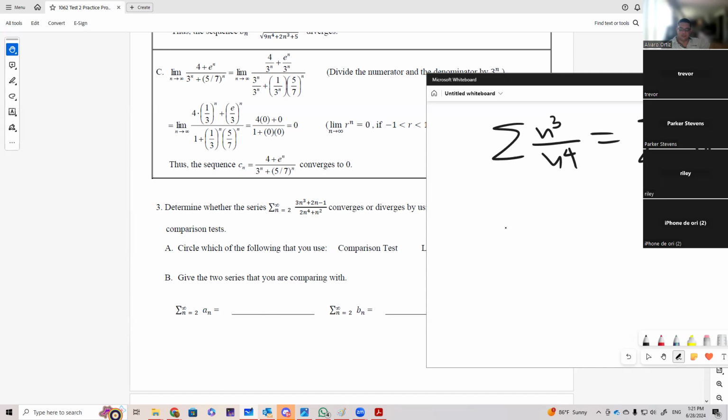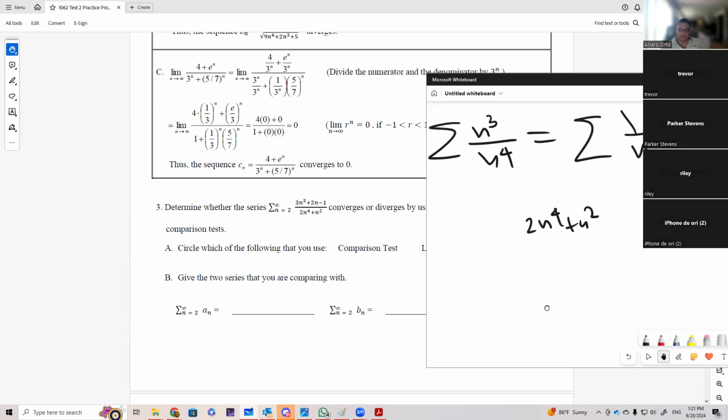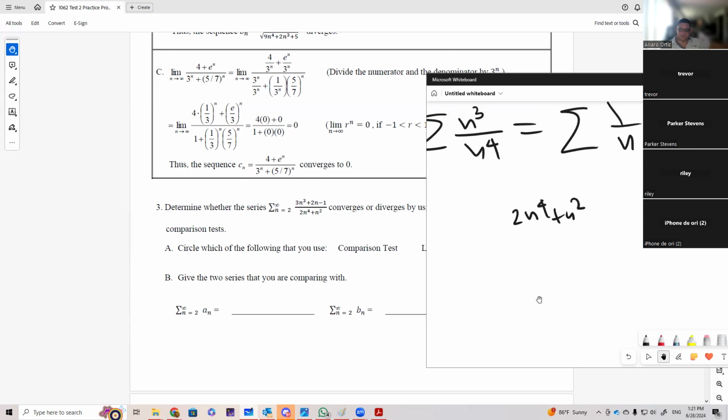So I'm going to start by doing 2n to the 4 plus n squared, because I want this to be less, then I need to find something that is bigger than this. Okay, so I'm going to go with, and this is the problem, because I want to have something simple.